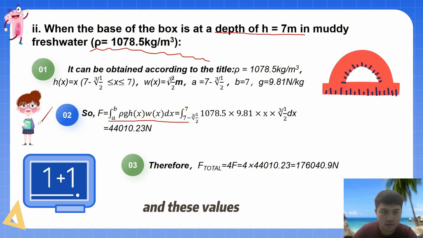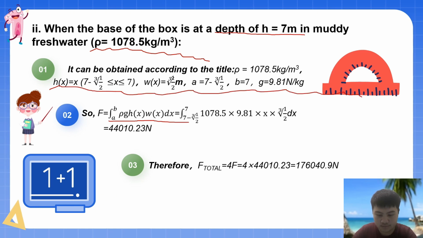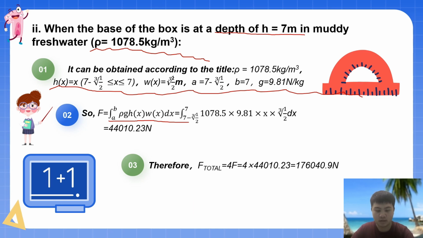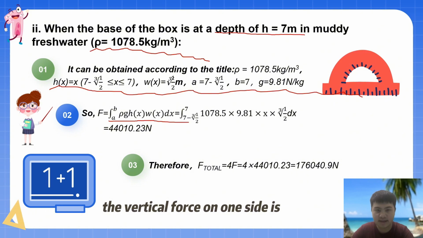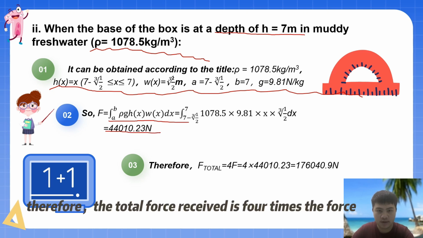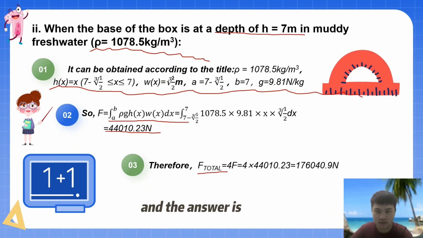And these values can be substituted into it. According to the formula, the vertical force on one side is 4401.23. Therefore, the total force received is 4 times the force, and the answer is 176,040.9.